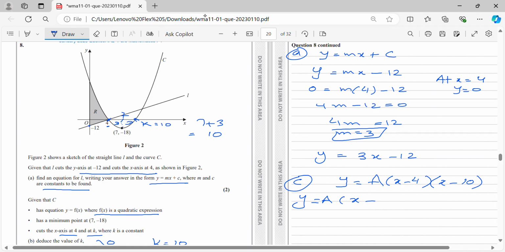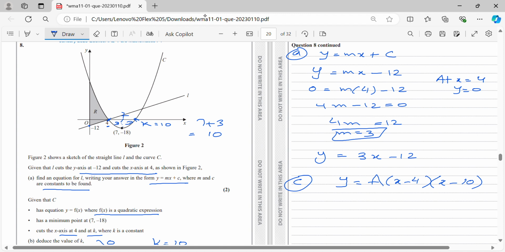To find a, I need to take any point on the curve. Since it lies on the curve, I can replace x and y with that point's values to get the value of a. Let me erase this step because I have already written it above, and let's rewrite. So take any point on a curve.